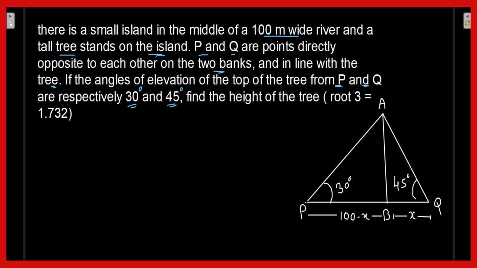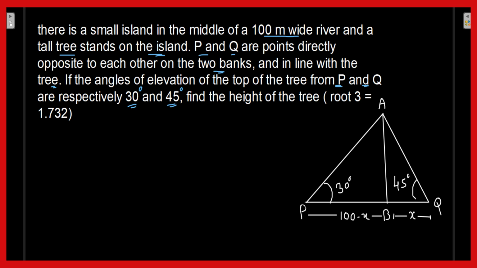Suppose P is one end and Q is the other end, both are the banks of a river, and the distance between the two banks of the river is 100 meter. There is an island, and on that island there is a tree. Let AB be the tree which is on the island.